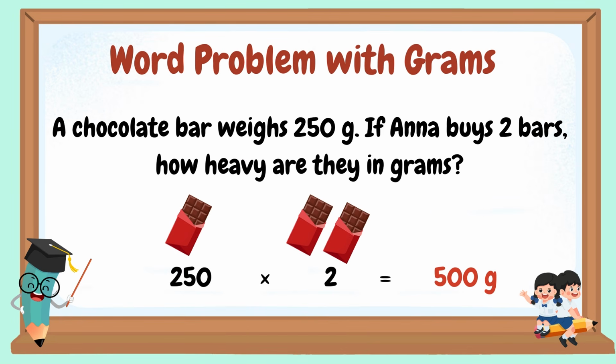Word problem with grams. A chocolate bar weighs 250 grams. If Anna buys 2 bars, how heavy are they in grams? 250 times 2 is equal to 500 grams.